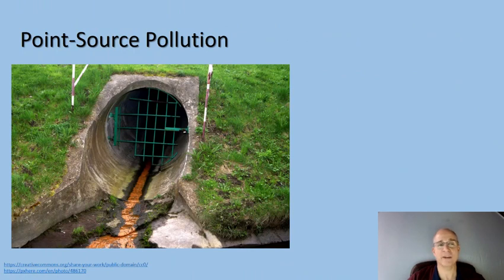Now here's an example of point source pollution. So as you're walking along, there's this pretty nasty looking stuff coming out of that drain, right? If we were to travel up that pipe to find out where that pollution is coming from, we would be able to find the place where that pollution was produced. So that represents point source pollution there.